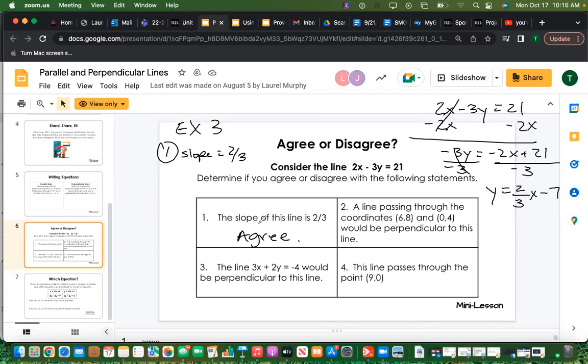Basically, this part of the unit is just, hey, can you rewrite this in a different form and then do these key features apply? That's what it's asking. Now it says a line passing through the coordinates 6, 8, and 0, 4 would be perpendicular to this line. How would we take these 2 points and figure out if they're perpendicular to this line?